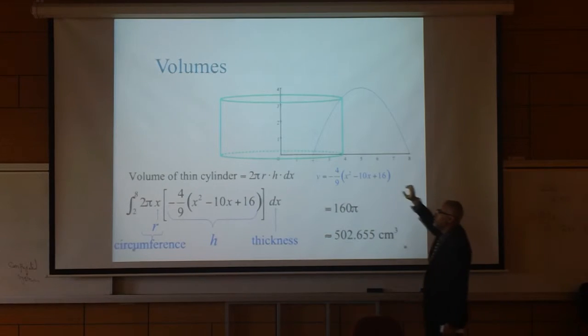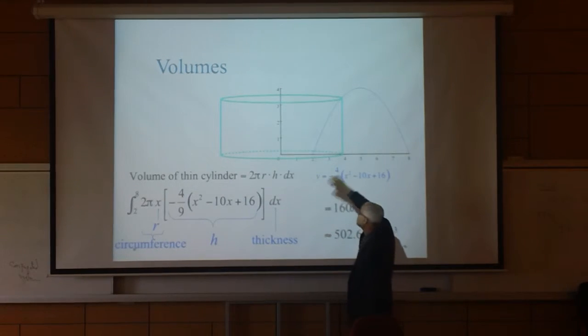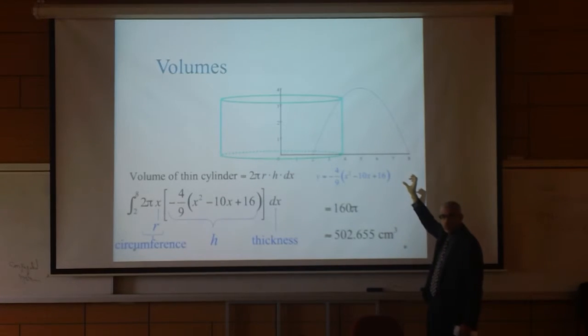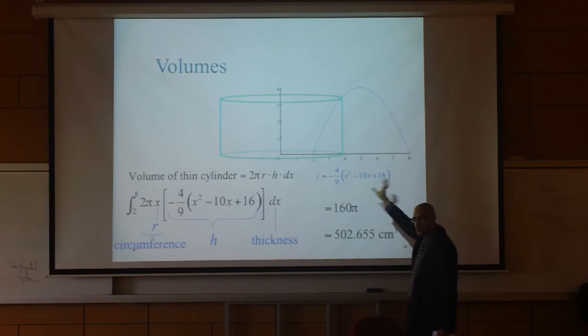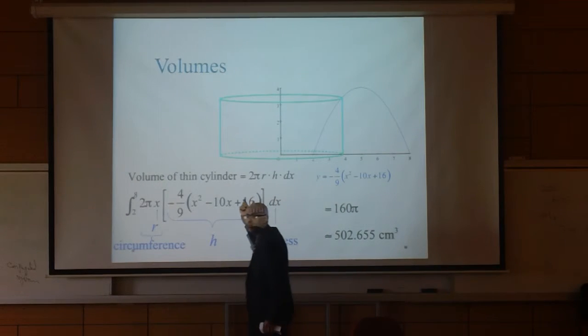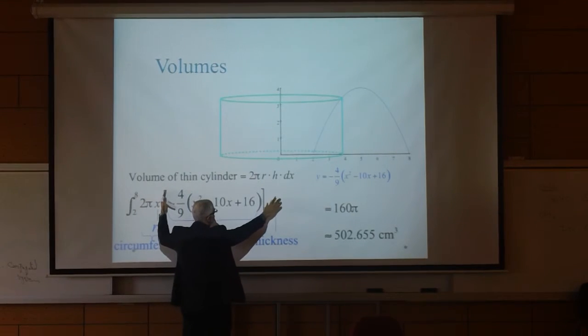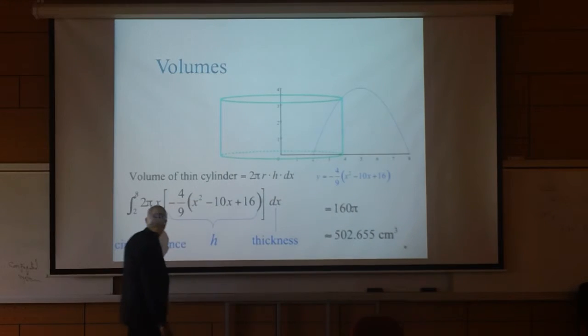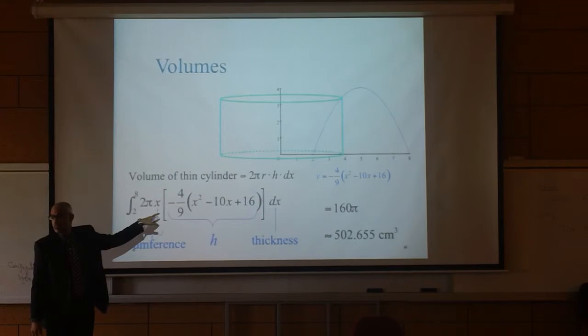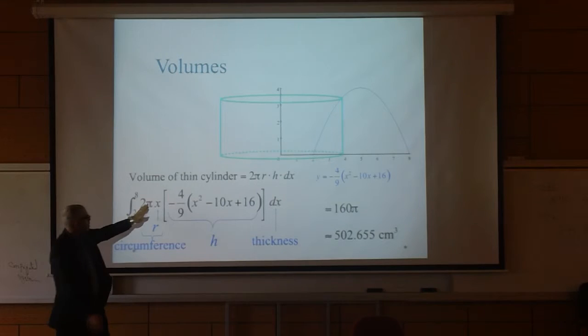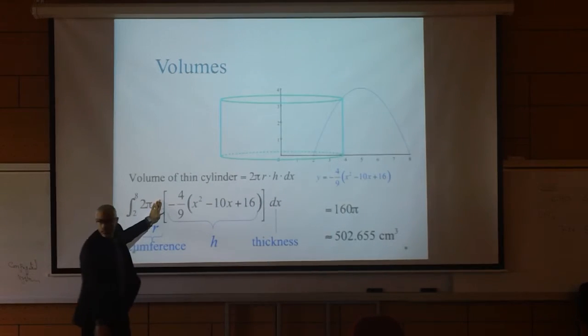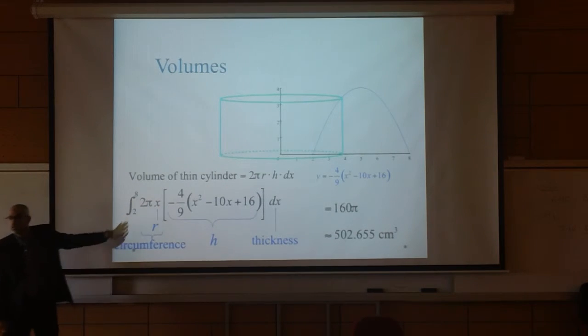Basically, the suggested answer is that the area under this curve is the integration from 2 to 8 of that function times dx. Good. So that got me this part of the integration, and this got me the 2 pi. Where did I get this x? So you wanted to take the 2 pi out and then do this integration times dx, right? Where did this x go?